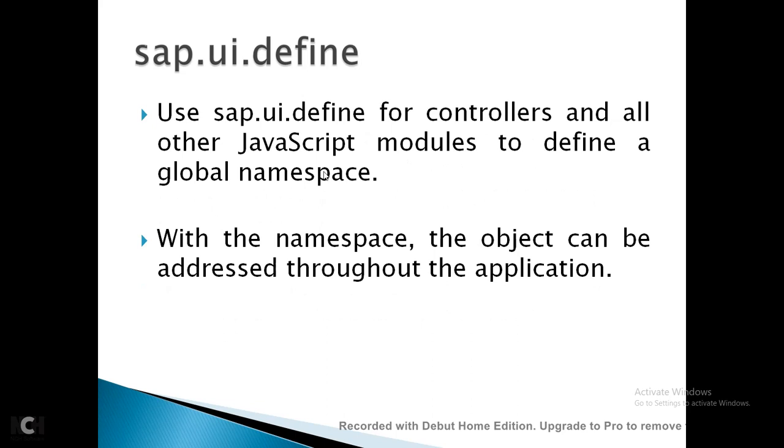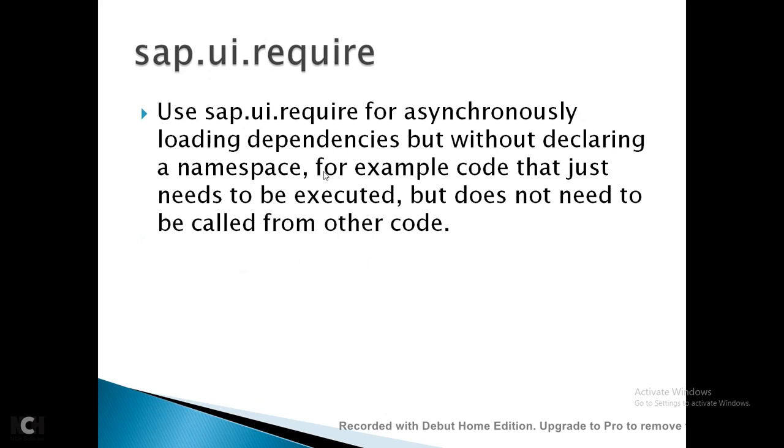sap.ui.define. The use of sap.ui.define for controllers and all other JavaScript modules to define a global namespace. With the namespace, the object can be addressed throughout the application. sap.ui.require. The use of sap.ui.require for asynchronously loading dependencies but without declaring a namespace. For example, code that just needs to be executed but does not need to be called from other code.